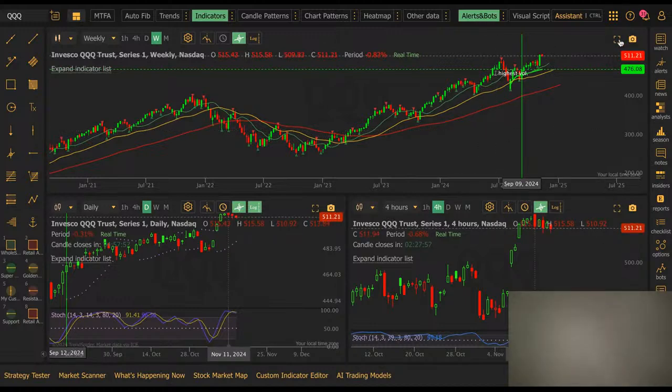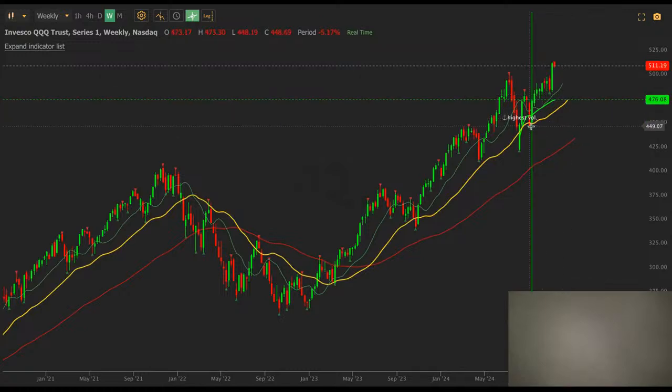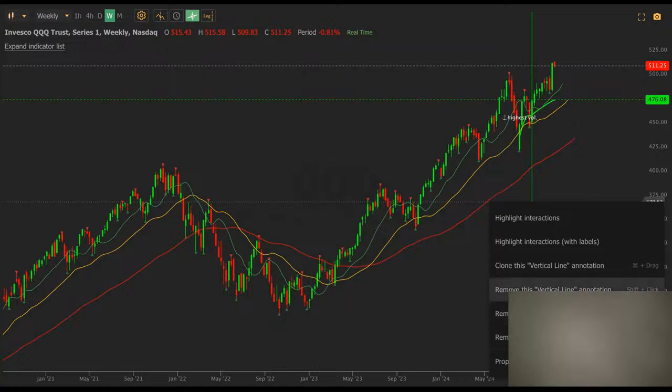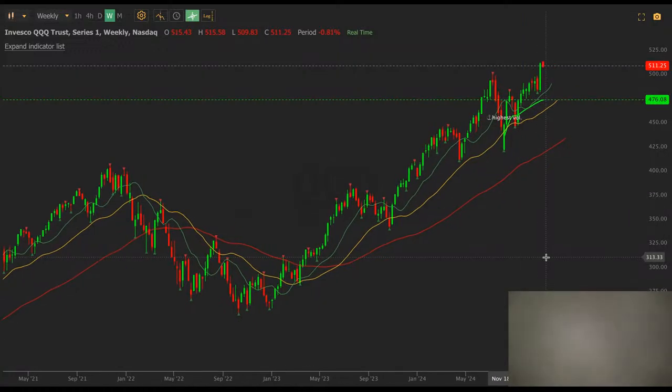I'll make the chart bigger because we're going to start off with the weekly. And also let me clean it off real quick as well. So remove vertical line. All right. I like to start off with the green line as my 5 EMA. The yellow line is my 13 EMA. And the red line is my 34 EMA. The EMA stands for exponential moving average. I like to use averages.